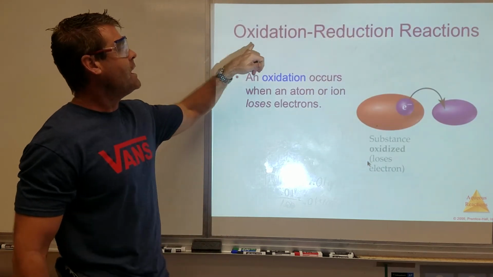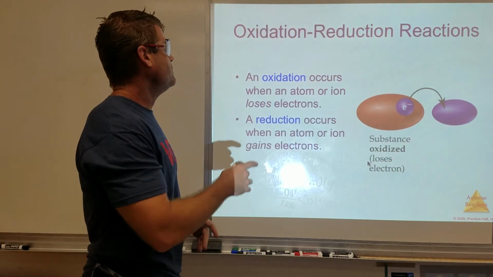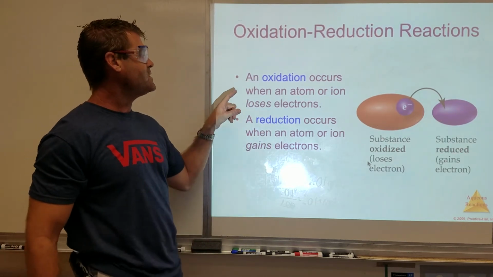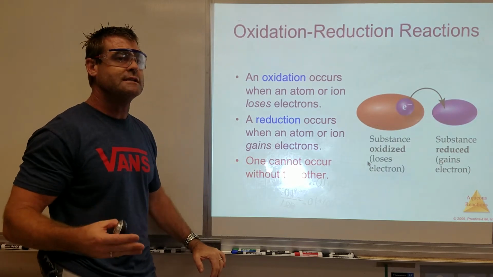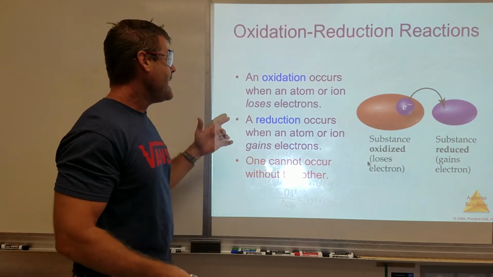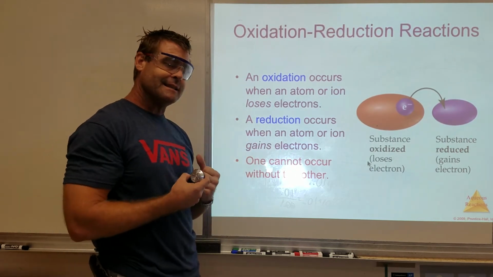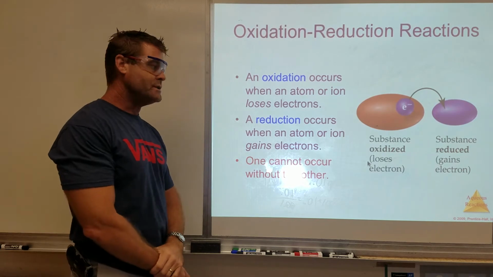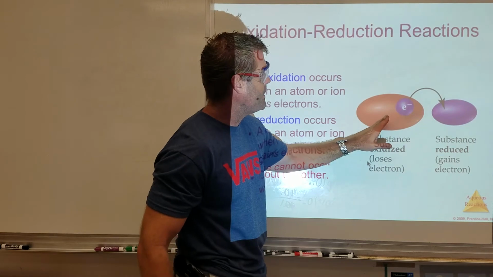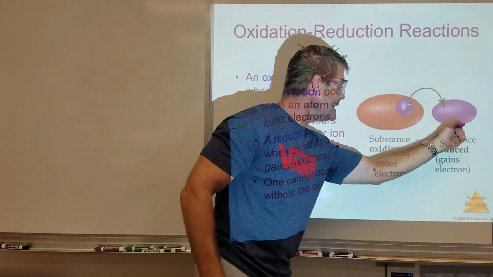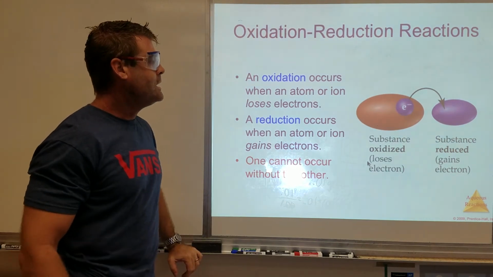Okay, oxidation reduction reactions. This is a new type of reaction for a lot of you. You want to write this down. What we mean by oxidation: oxidation occurs when an atom or ion loses electrons. So if it loses electrons, it becomes oxidized. And reduction, as you might guess, is the opposite. That's when an atom or ion gains electrons. We'd say it's reduced. So in this case, this substance lost electrons, so this became oxidized, and this substance gained the electrons, so we'd say that substance became reduced. So write that down.